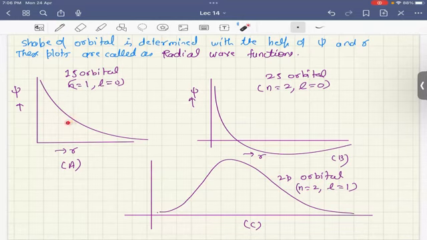It is clear from this figure that the wave function for the 1s orbital continuously decreases with increasing r, whereas for the 2s orbital the wave function increases in the beginning with increasing r and then becomes zero at a particular distance, and this is what is called a node.